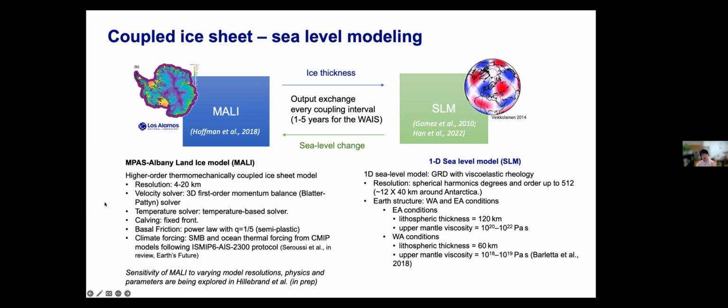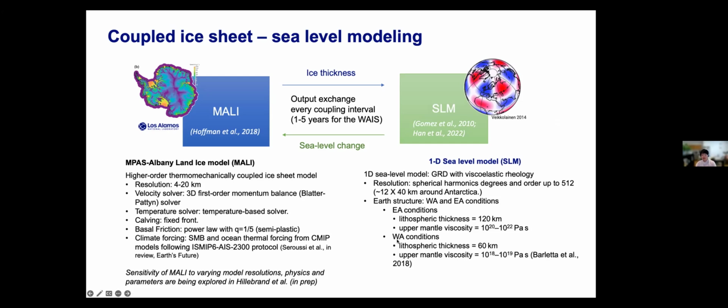And we have a temperature-based solver, and calving is fixed at the moment, but we plan to incorporate a more advanced and realistic calving mechanism there. And for basal friction, we use a power law of q equals 1.5. And for the sea level model, we incorporate a resolution of spherical harmonics of degree and order up to 512, but keep the number of Gauss-Legendre grid points at 2048, as shown in the previous slides.